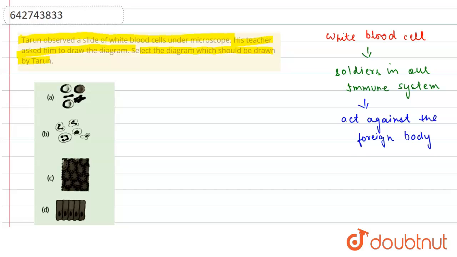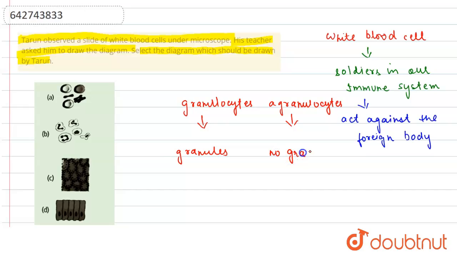Now if we talk about the classification of white blood cells, we could see that there are two types. The first one is the granulocyte, right? And the other one is the agranulocyte. Granulocytes have the presence of granules in them, right? And agranulocytes have no granules here, right? So this is the major difference.